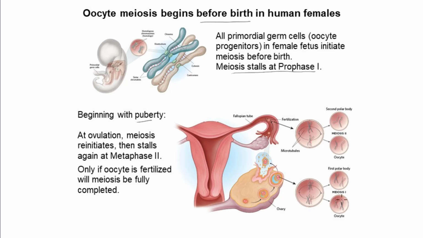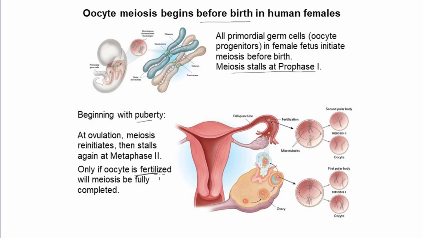So we see meiosis 1 reinitiating as that oocyte travels down that fallopian tube. But this oocyte will only complete the second meiotic division if it's fertilized by a sperm cell. So it's a really complicated meiotic division that human females go through.